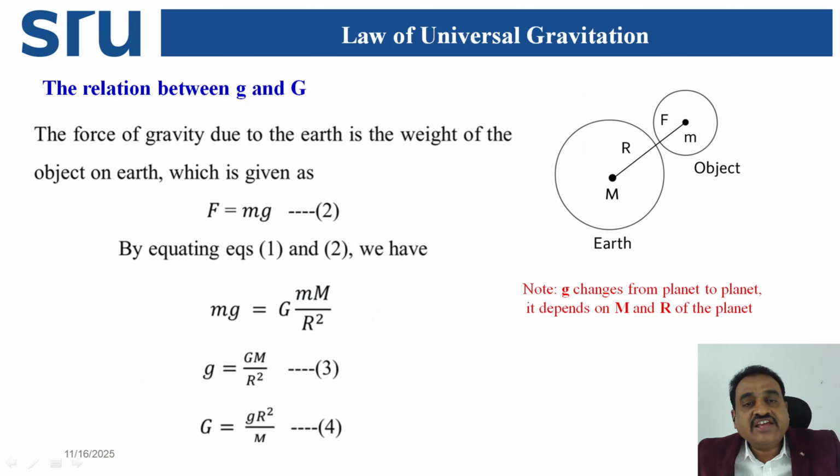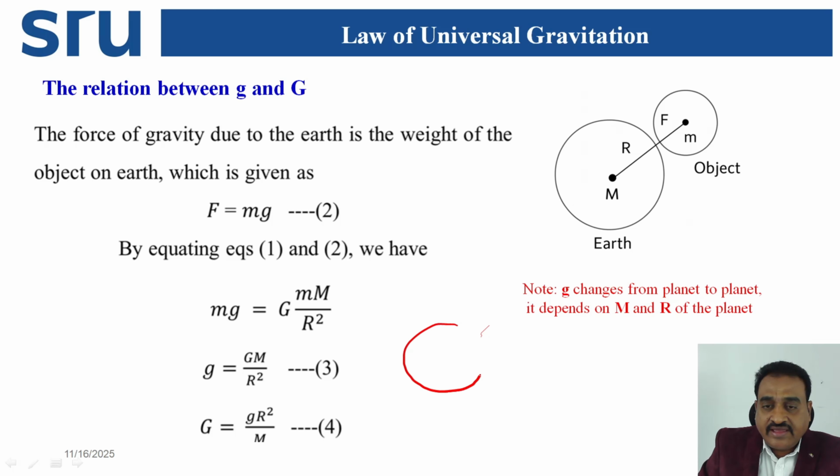Coming to the relation between acceleration due to gravity, small g, and the universal gravitational constant, capital G. Try to understand here. Let us take a planet like Earth. This is the Earth, and this is the center. Capital M is the mass of the Earth. Capital R is the radius of the Earth.